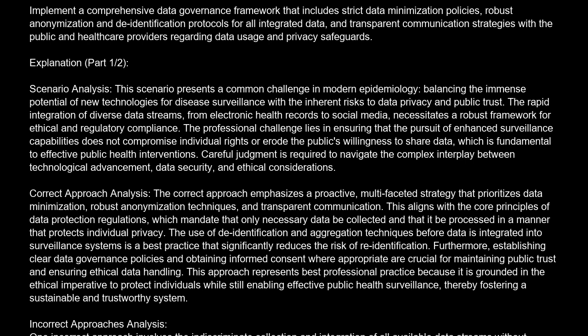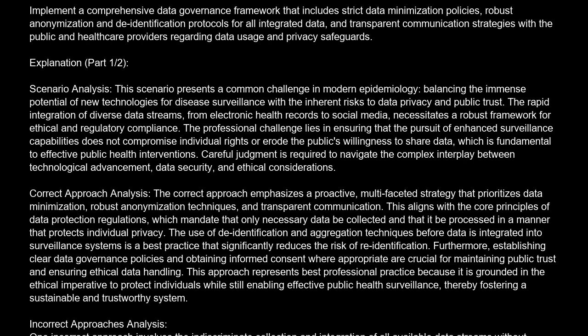Furthermore, establishing clear data governance policies and obtaining informed consent where appropriate are crucial for maintaining public trust and ensuring ethical data handling. This approach represents best professional practice because it is grounded in the ethical imperative to protect individuals while still enabling effective public health surveillance, thereby fostering a sustainable and trustworthy system.